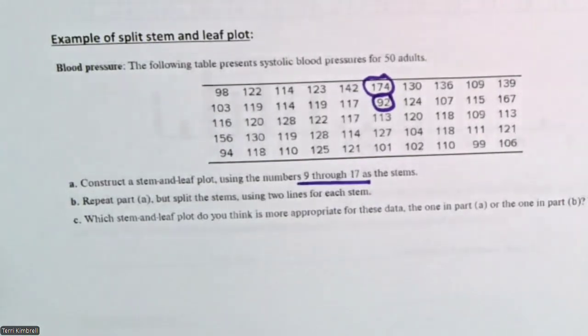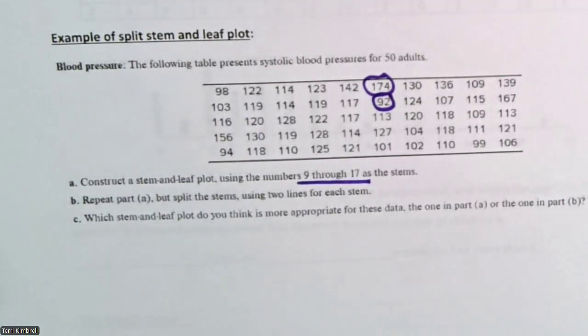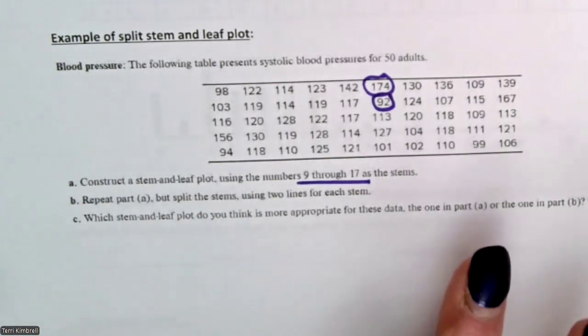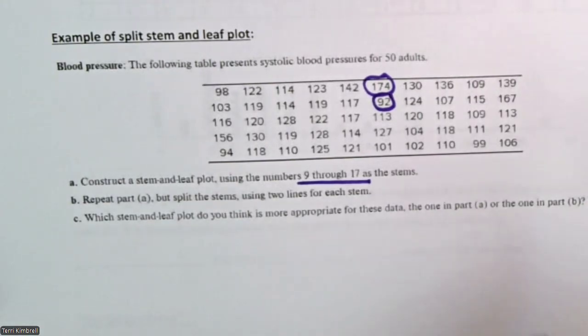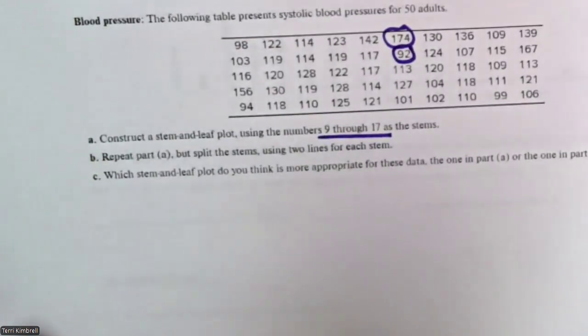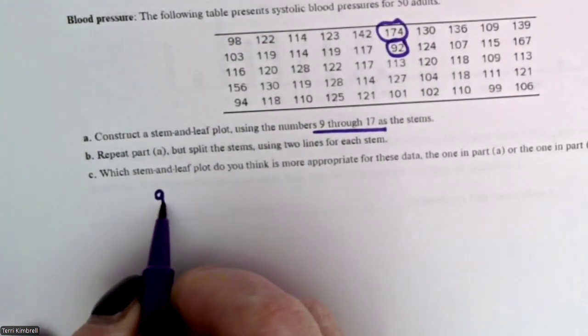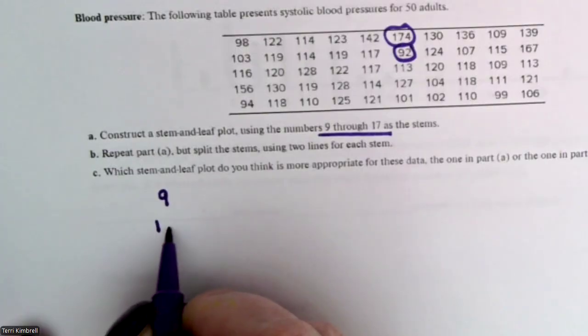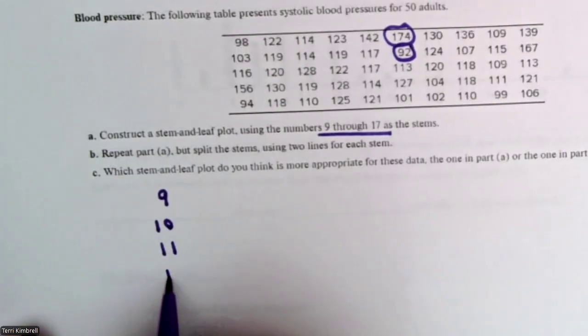So my lowest number is 92 and my highest number is 174. So that's why it says construct a stem and leaf plot using 9 through 17. So I'm going to start with 9 and I'm going to continue down through 17.